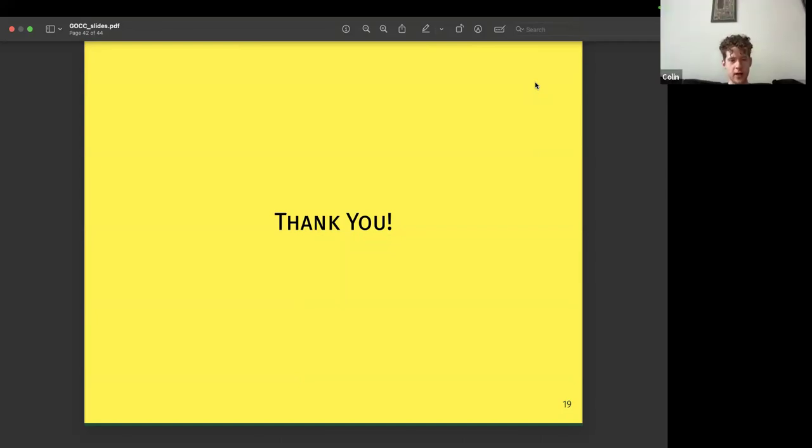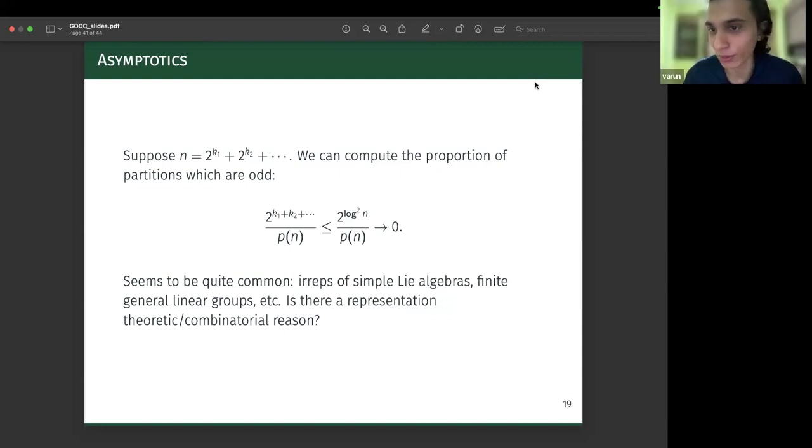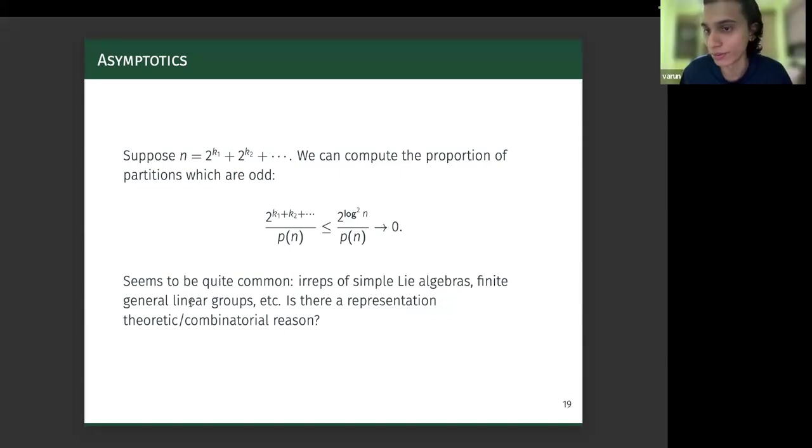So I have a question. At the end here, you mentioned that as n gets large, almost all irreps are even dimensional. I'm wondering, is it intuitive to you whether it might also be the case that, as n gets large, the dimension of almost all irreps are divisible by 3? That is true. It might be true for all primes. It's also true for all prime powers. I see. And not just for the symmetric group, but for all these other cases too. That is true.